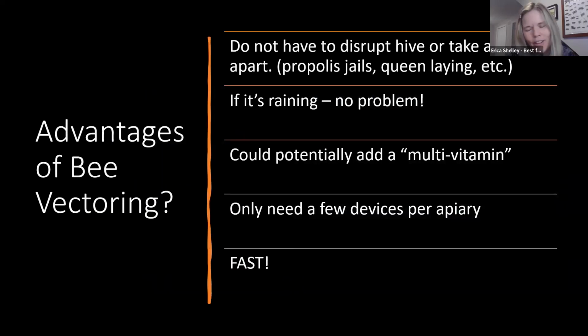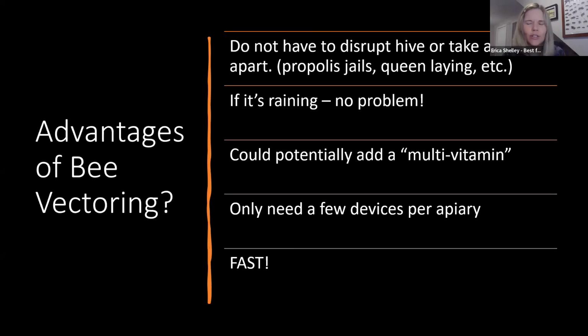Now, why even bother with bee vectoring? Well, it is so easy to just throw a powder at the front of a hive and let the bees do the work for you. But there's other advantages as well. You don't have to take apart the hive to put medications or treatments into the hive. Every time you take a hive apart, you're disrupting the entire ecosystem inside a hive. And don't get me wrong, I'm not saying don't ever go into your hive and do your inspections. It is important to do all of that. But the less that you have to do it, the better. If you're dealing with a small hive beetle, sometimes they're put in little propolis gels.